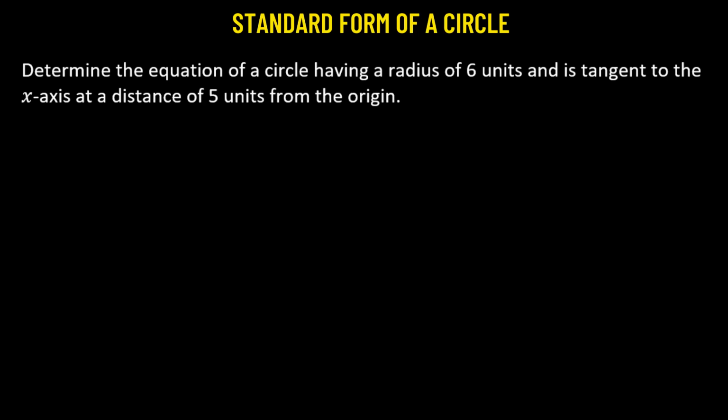So here in this problem, we need to determine the equation of a circle having a radius of 6 units. And the circle is tangent to the x-axis at a distance of 5 units from the origin. So let's first try to understand the problem graphically.